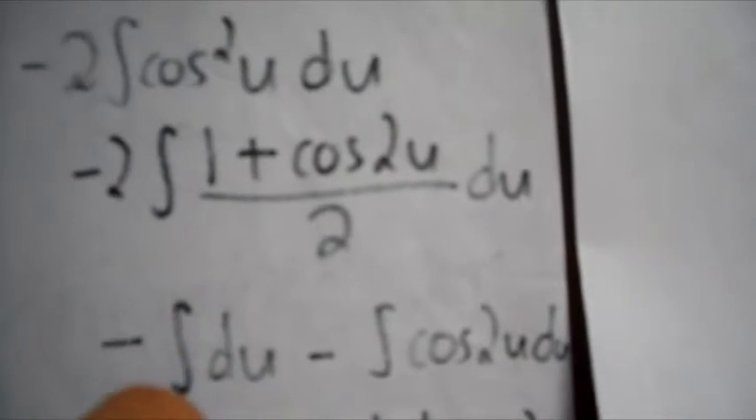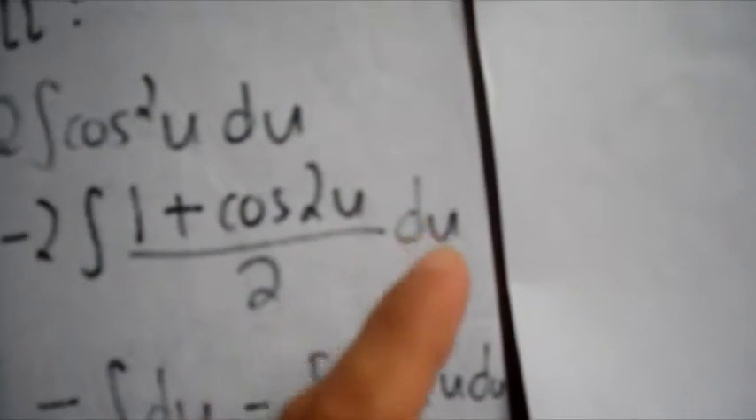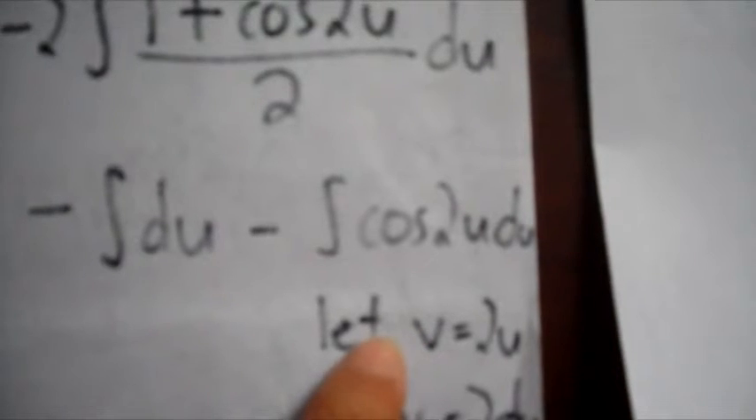And by distributing du to all of the terms inside, we get negative the integral of du minus the integral of cosine 2u du. Now we have to make 2u here into a single term, so we substitute it. We let v equal 2u, and then getting the derivative, dv is equal to 2 du. By dividing both sides by 2, we get 1/2 dv, which is equal to du. And substituting it, we get negative the integral of du minus 1/2 the integral of cosine v dv.